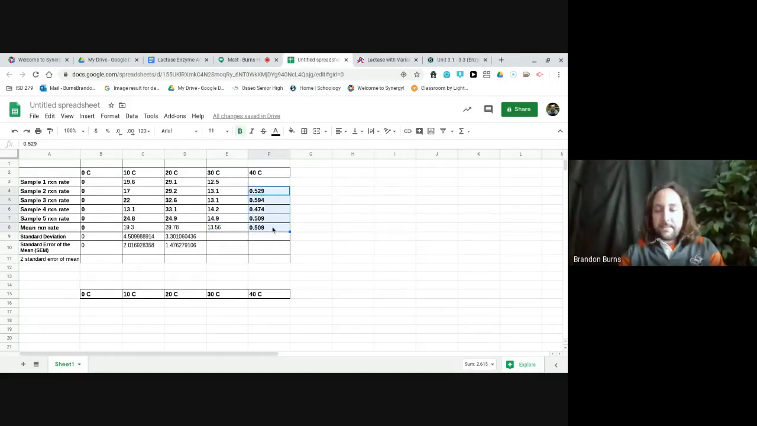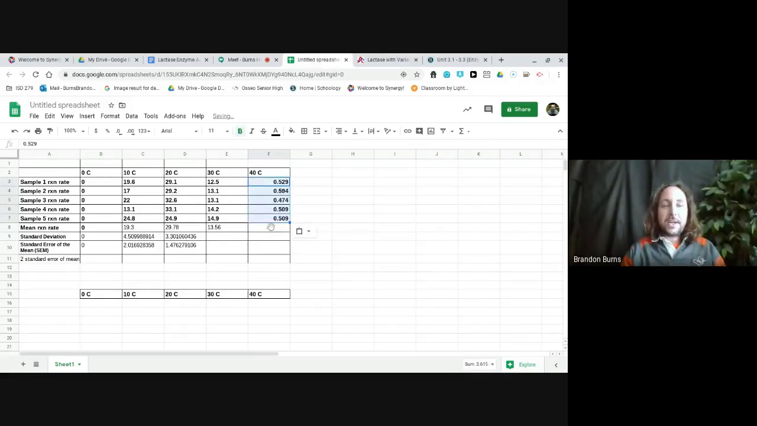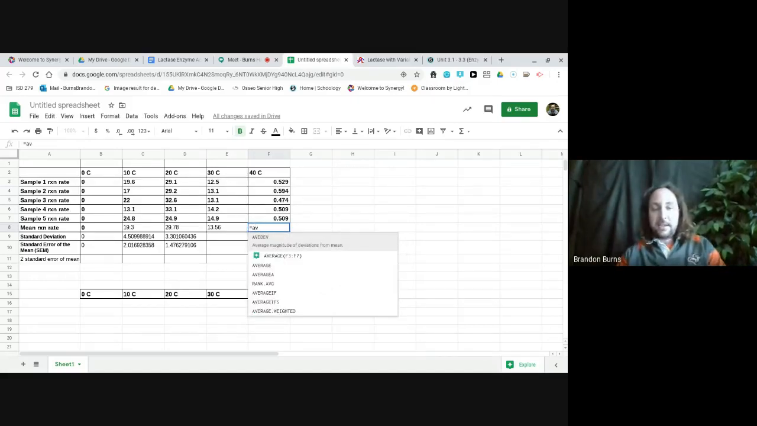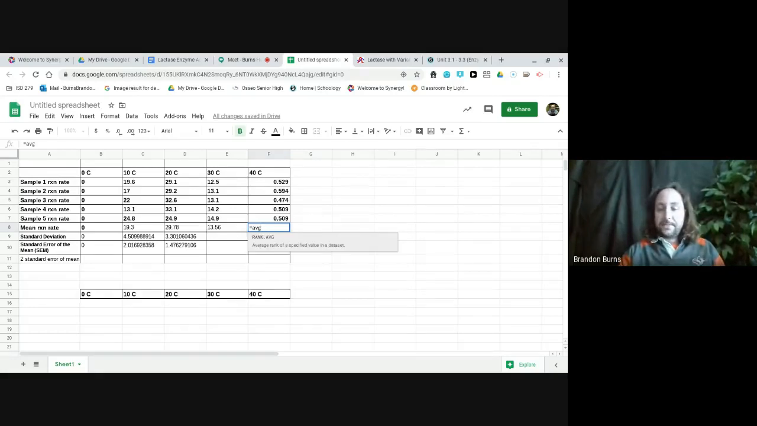I see I put those into the wrong place there. There we go. Okay, so first we need to find the mean reaction rate or the average. To do that, you click on the cell where you want to put the average. So I need to get the average at 40 degrees Celsius, and I type equals, and then AVG. Okay, and then I highlight, and it's going to give me a parentheses, and I highlight the cells that I want to average. And then I close the parentheses and I hit enter.